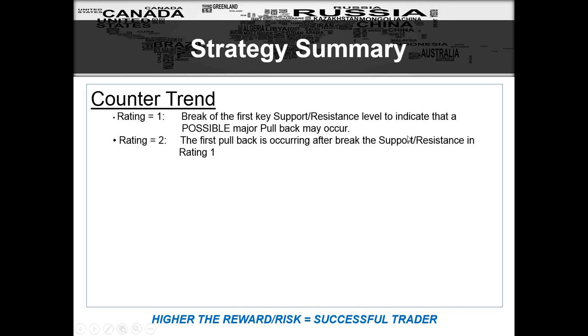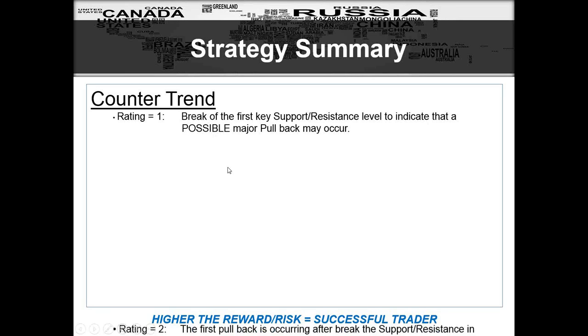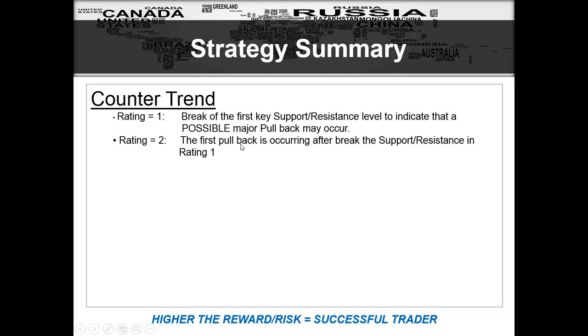Now, some people say rating 2 is a pullback. This is what we also call confirmation. When you're waiting for a pullback, another word a lot of traders use is confirmation. So that describes the counter trend. Remember, in counter trend, you're playing between a support resistance. Your profits are limited, because you're playing a major pullback in a trend reversal, or playing between a consolidation pattern.